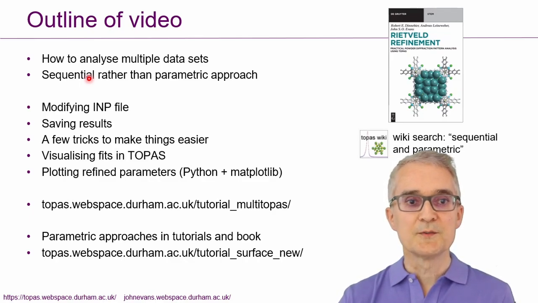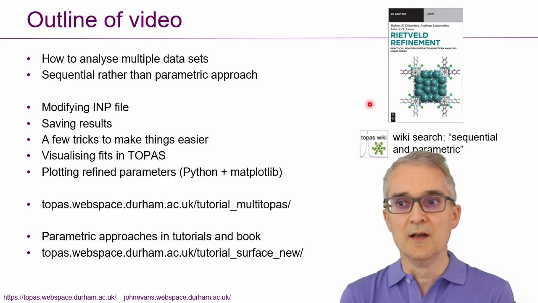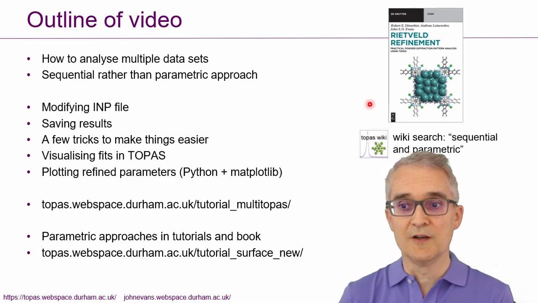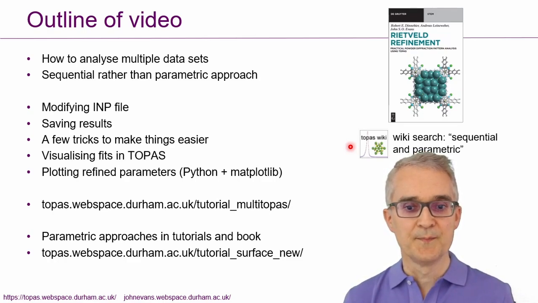If you want some more information on sequential and parametric Rietveld refinement and how they differ, you can look at the textbook on the right. Or if you go to the TOPAS wiki and you do a search for the words sequential and parametric refinement, you'll find some notes comparing the two techniques.